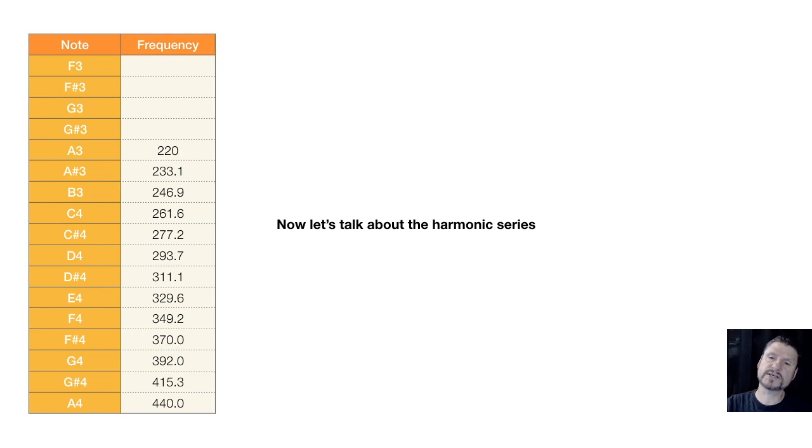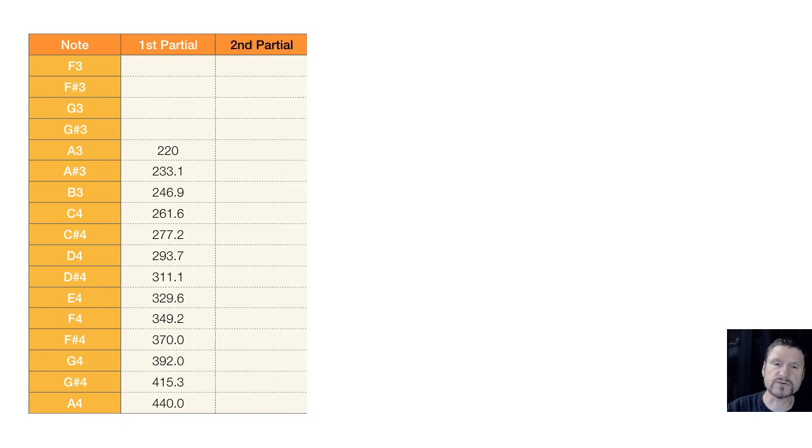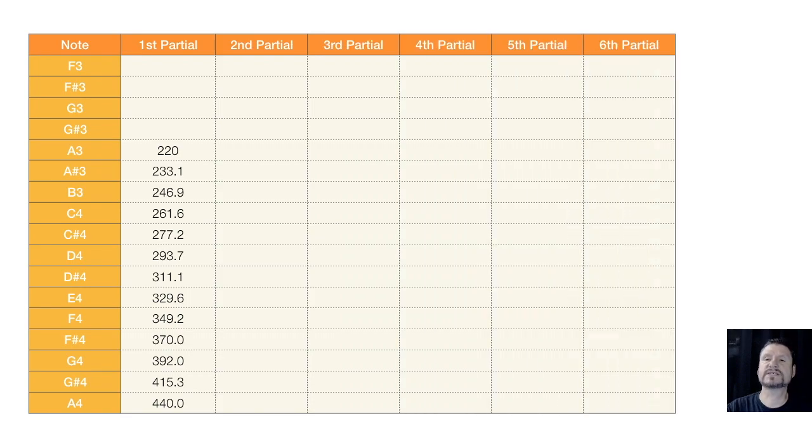Now what about the harmonic series? The harmonic series is a series of frequencies above each note that are present in each note, and it's these frequencies that allow us to hear the beats when we're playing an interval. We're going to calculate all of these. The first partial is the fundamental, which is given by the frequency of the actual note. So we're going to calculate up to 6 partials.